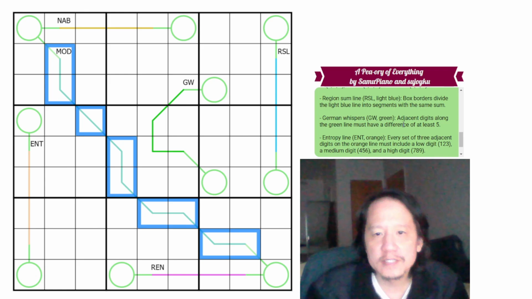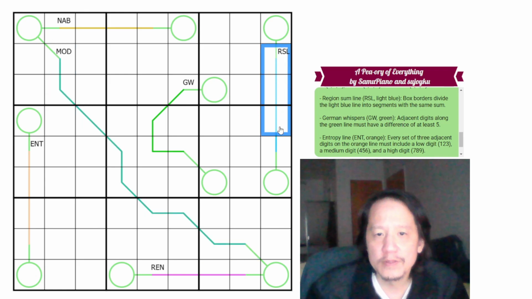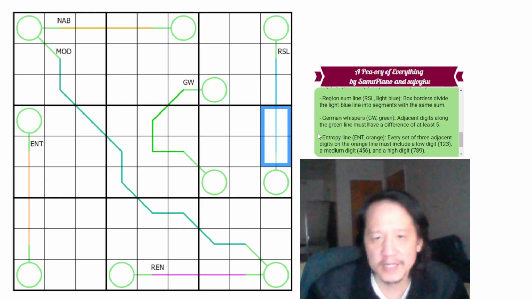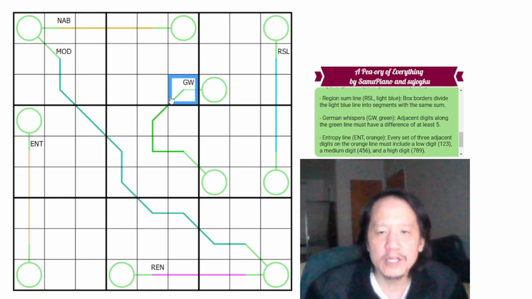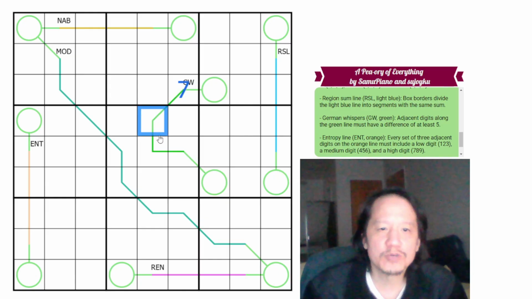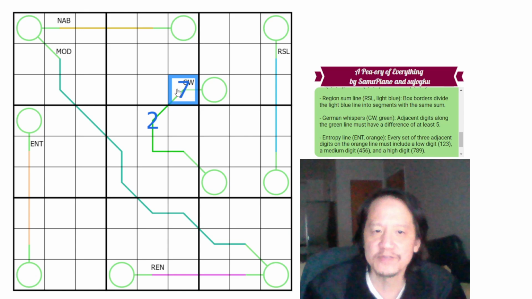Okay, region sumline, light blue, this one. Box borders divide the light blue line into segments with the same sum. So basically, these 2 digits must sum up to the same value as these 2 digits. And that's region sumline. German whisper: adjacent digits along the green line, this is the German whisper line, must have a difference of at least 5. So for example, if this was a 7, this would have to be a 1 or 2 to make sure that adjacent digits have a difference of at least 5 along the German whisper line.